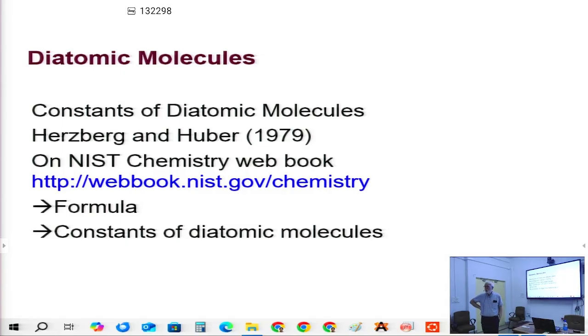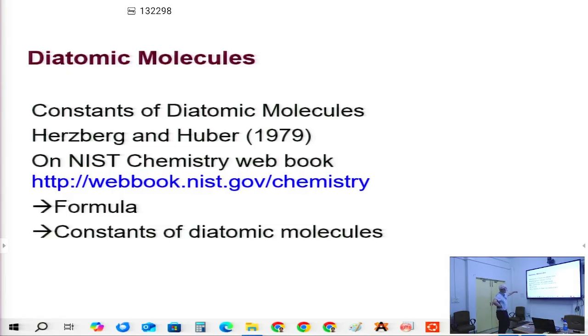So for a lot of practical purposes, everything you need to know about diatomic molecules, and this is not just rotational data, it's actually vibrational and electronic, is encapsulated by a book called Constants of Diatomic Molecules by Herzberg and Huber. And I think this book was written before everyone in the room was born. You don't have to speak up if that's not true. So it's not exactly red hot up to date.